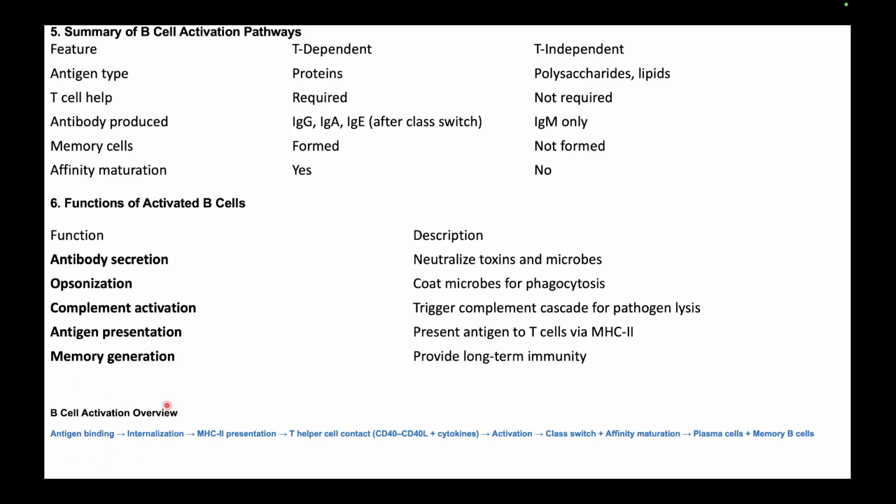So the overview will be antigen binding first, then internalization, then MHC2 presentation to the T helper cell, contact, CD40 ligand plus cytokine release, which activates the B cell. That will promote class switching and affinity maturation, and also plasma cell and memory cell differentiation.